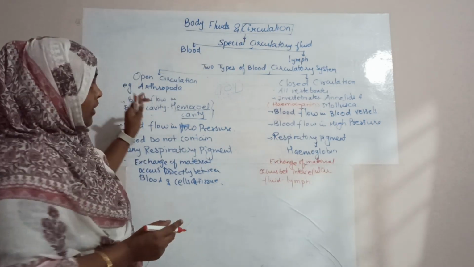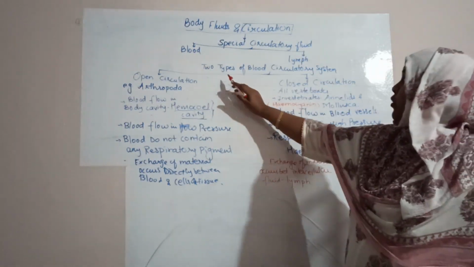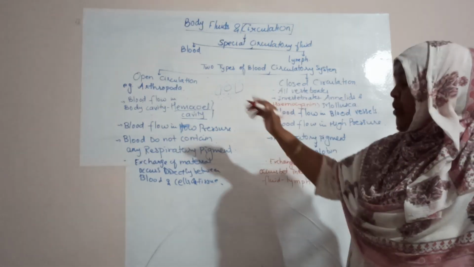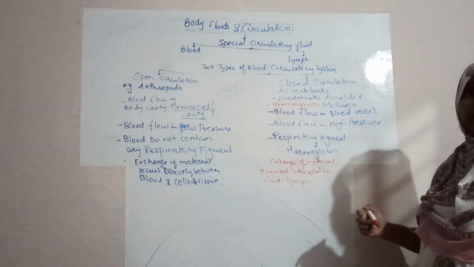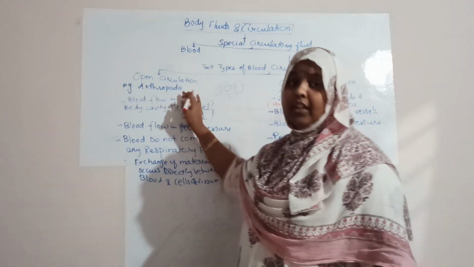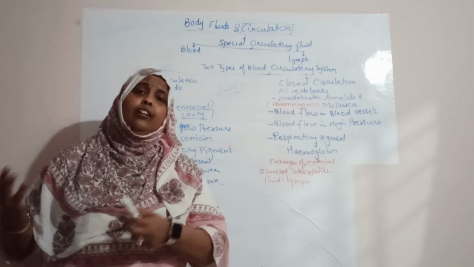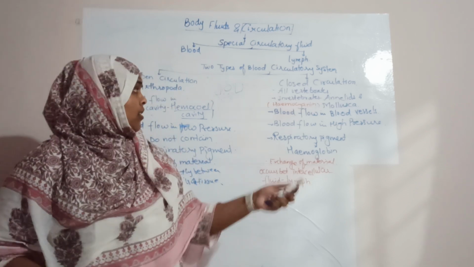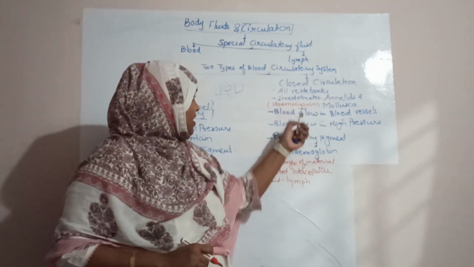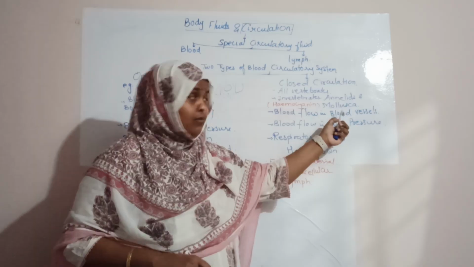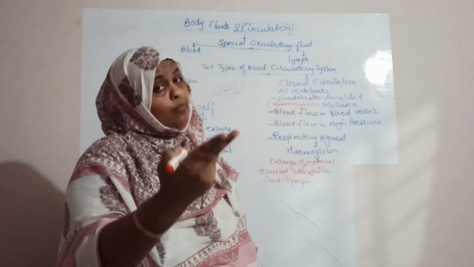Okay, understand this about open and closed circulatory systems. I will revise again. There are two types of blood circulatory system: one is open circulation, the second is closed circulation. An example of open circulation is arthropods. An example of closed circulation is humans, who are included in chordates. In all vertebrates, the closed circulatory system is present. In invertebrates also, the closed circulatory system is present, for example, annelida and mollusca.